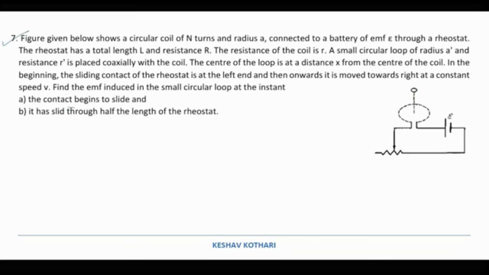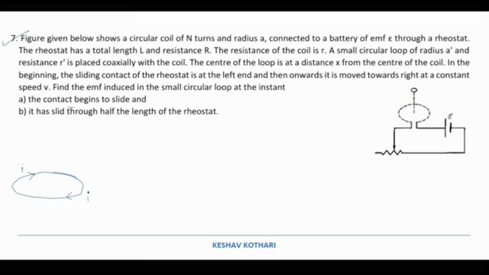I am drawing it in an enlarged way. So over here we are having a circular loop like this, which will be carrying a certain current, and the current will be a function of time. It is because of the fact that the rheostat's resistance is continuously changing.